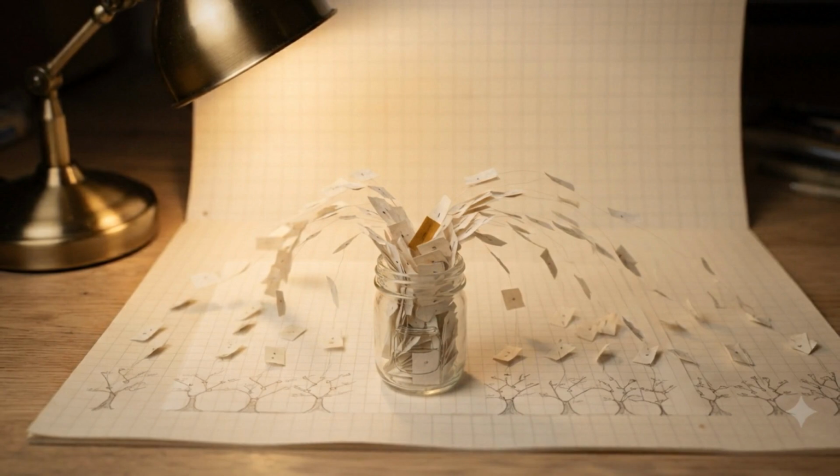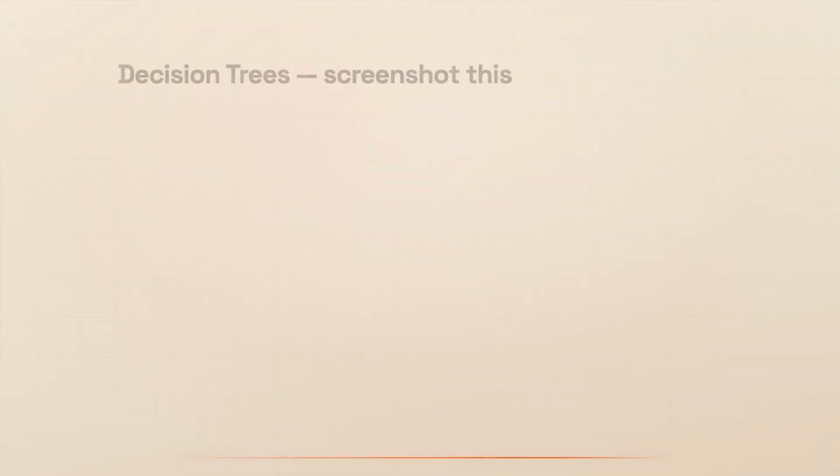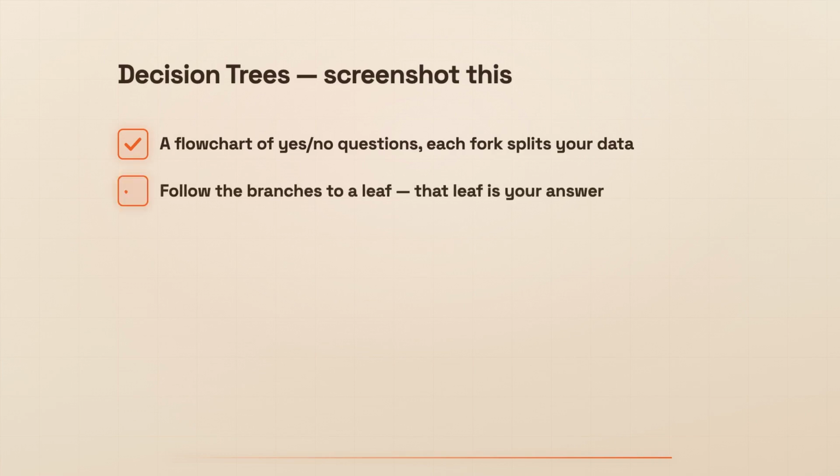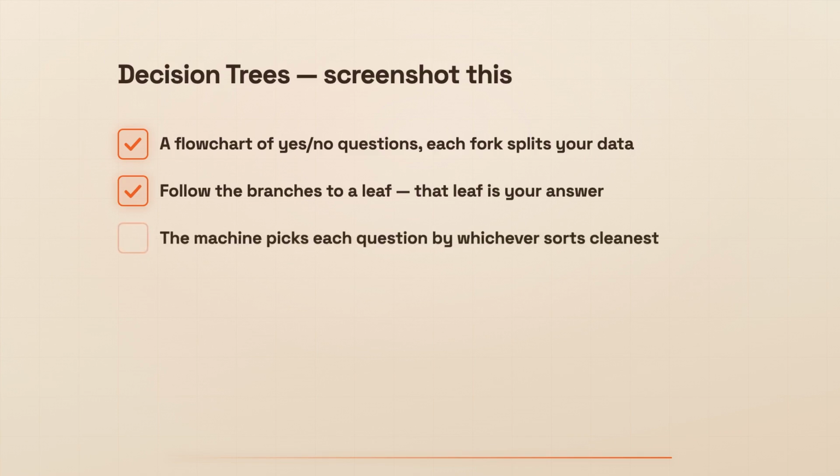Screenshot this one. A decision tree, machine learning with no line and no math. 1. It's a flowchart of yes or no questions, each fork splitting your data. 2. Follow the branches down to a leaf, and that leaf is your answer. 3. The machine picks each question by whichever one sorts the group's cleanest. 4. Keep it shallow so it doesn't just memorize, and plant a whole forest of them to vote for the best answer. A flowchart that splits your data down to an answer. That's the whole thing. Step back with me because this is the finale.